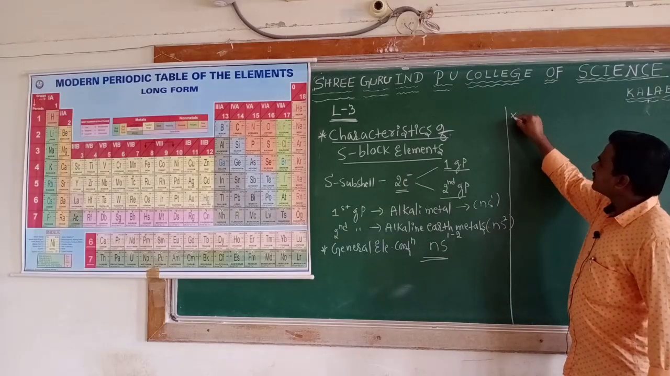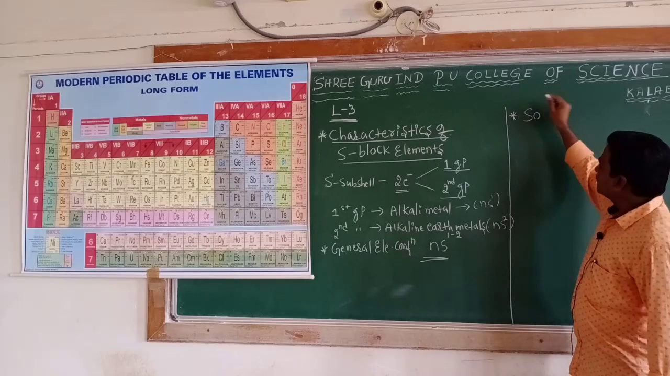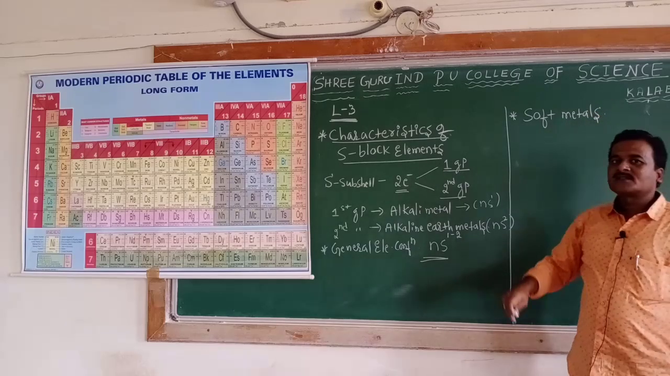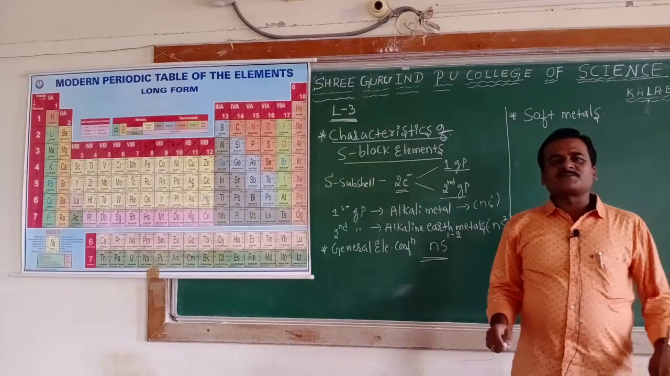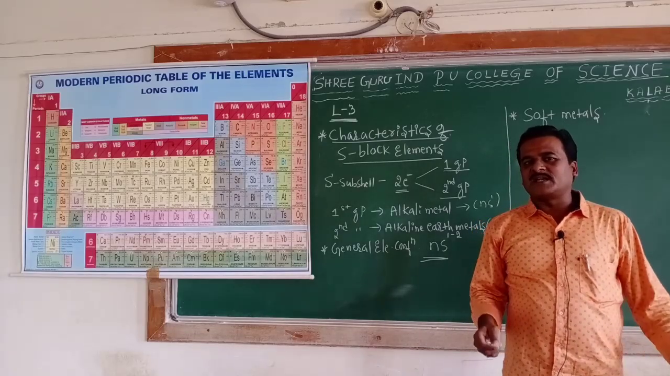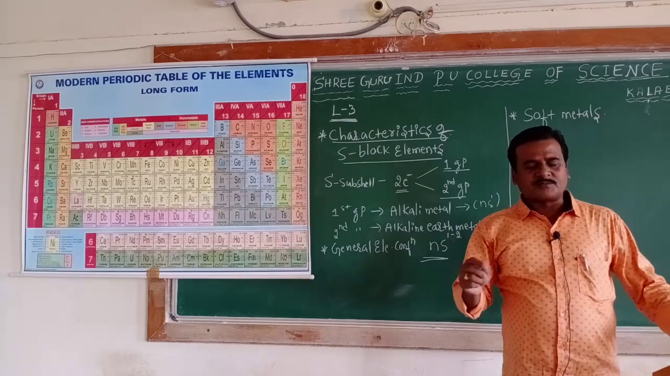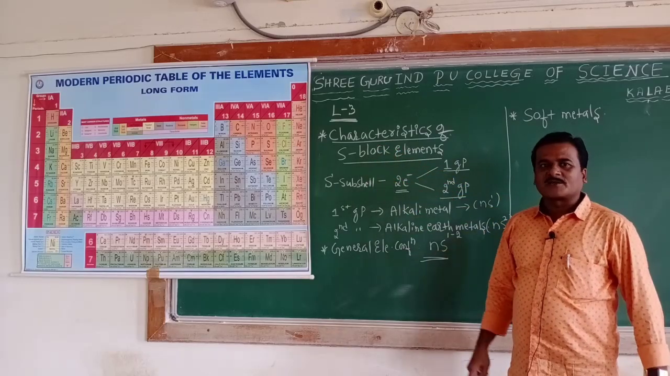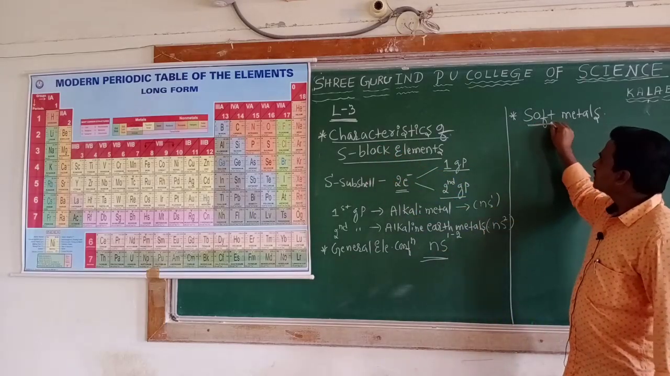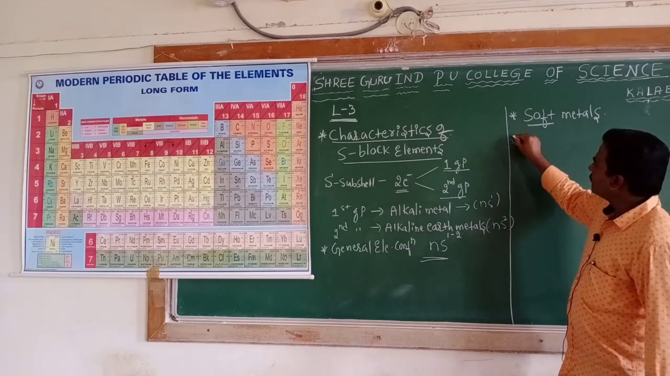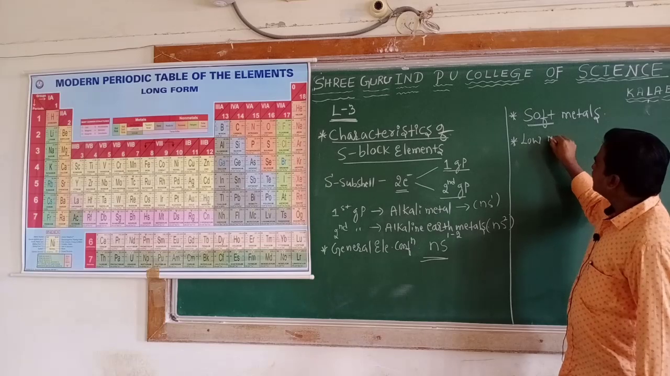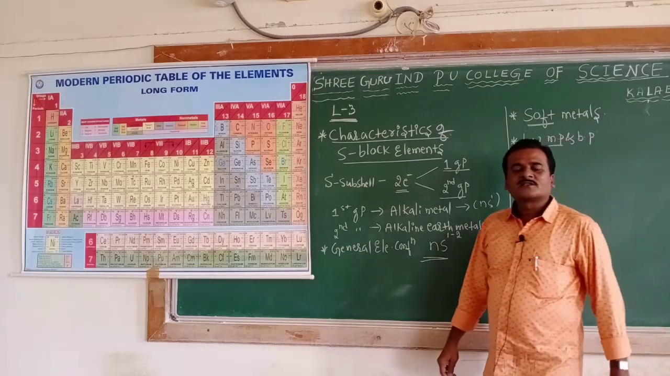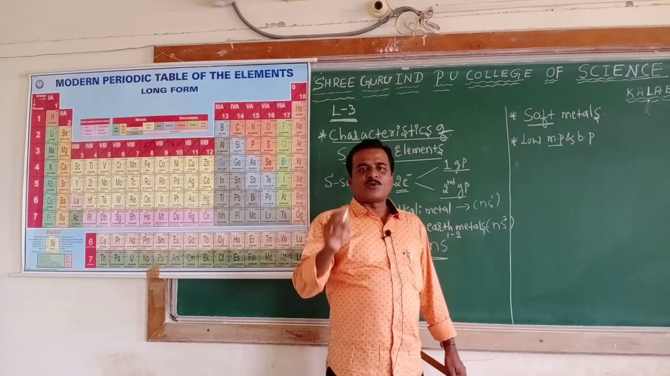Remember, all the elements of S block are soft metals. Commonly, when we say metals, the property of ductility and malleability comes to mind. But regarding the characteristics of S block elements, they are soft metals, and they possess low melting point and boiling point.